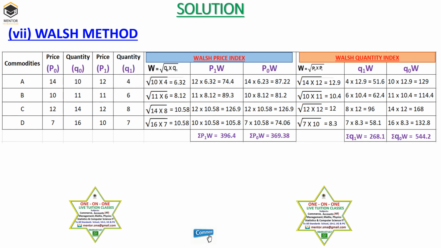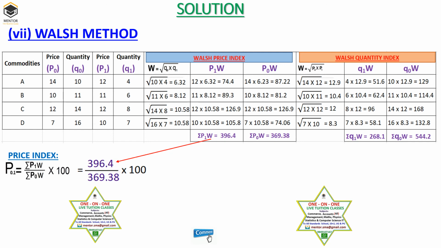In the same way, I'm going to do the calculation for the quantity index as well. I will get the summation values: summation Q1 W equals 261.1 and summation Q0 W equals 544.2. So these are my quantity index values. Now let's see the price index under Walsh method. P01 equals summation P1 W divided by summation P0 W into 100. I take these values from the tabulation: 396.4 divided by 369.38.